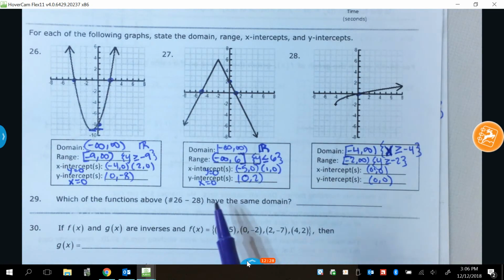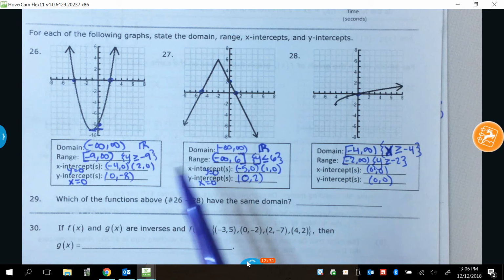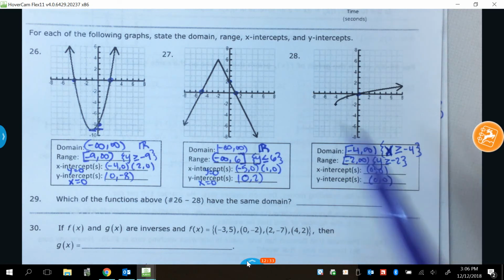Now it says, which of the functions have the same domain? So this is all reals, and this one's not. So it's 26 and 27.